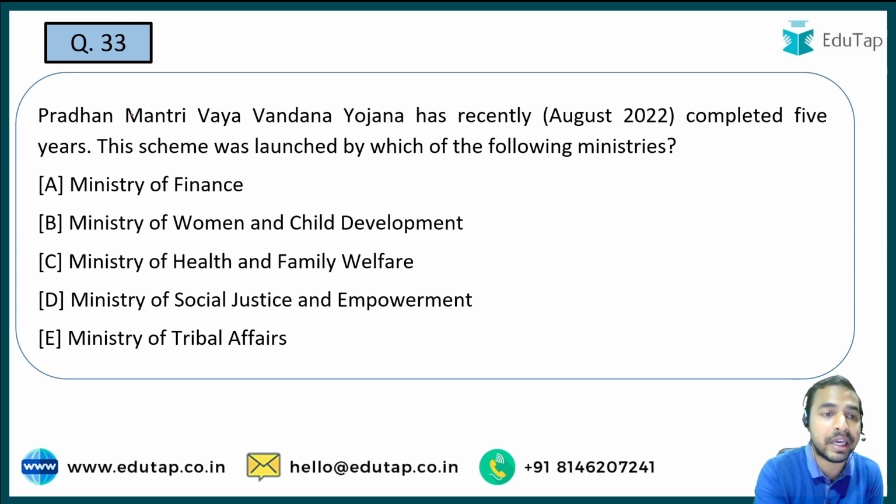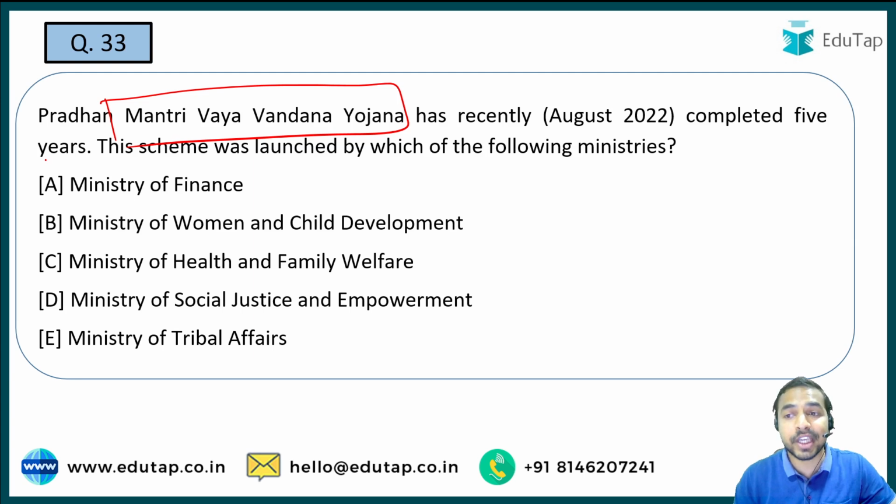The next question is on the Pradhan Mantri Vay Vandana Yojana. See, this particular scheme has recently completed 5 years. It was launched in 2017. So you are required to tell me which ministry this particular scheme belongs to: Ministry of Finance, Women and Child Development, Health and Family Welfare, Ministry of Social Justice and Empowerment, or the Ministry of Tribal Affairs.